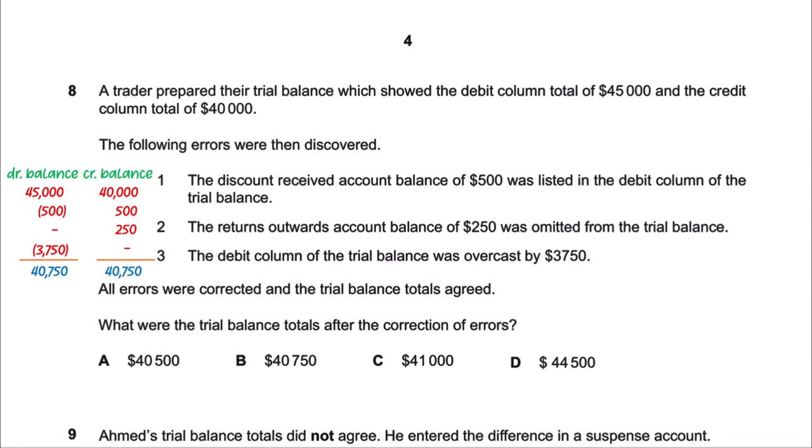And this amount of $40,750 matches with option B. So the correct option is option B. I trust that came across clearly.